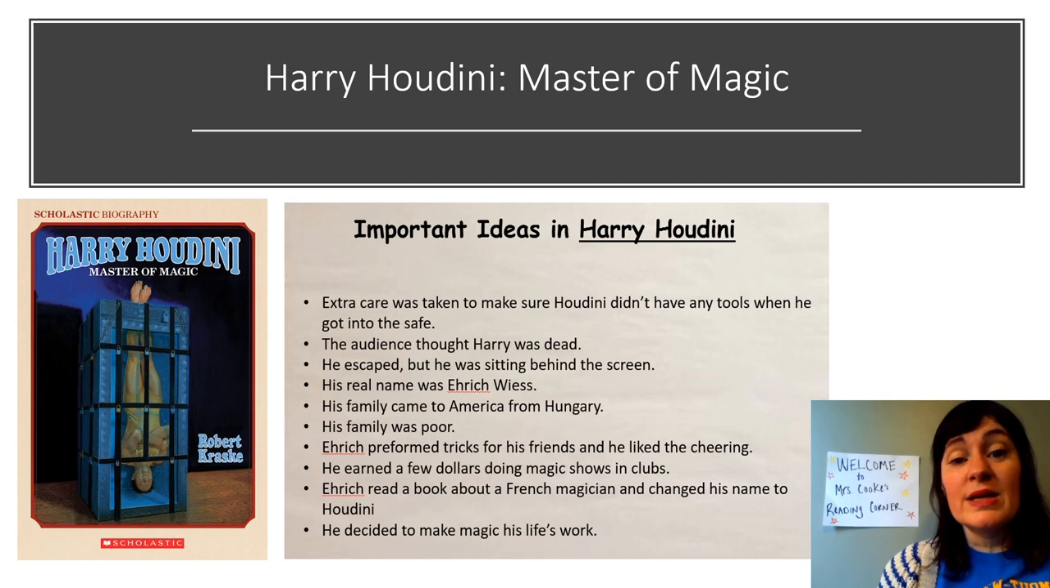So we're going to work on building a summary, and we're going to use ideas from our important ideas chart about Harry Houdini. Some of the things that we've learned and wrote down on our chart are that Enric Weiss was Harry Houdini's name. He changed his name. His family had come from Hungary to America. The family didn't have much money, so Harry used to perform tricks for friends and at clubs to earn extra money. And then he decided to make magic his life's work after reading about a French magician that had done that.